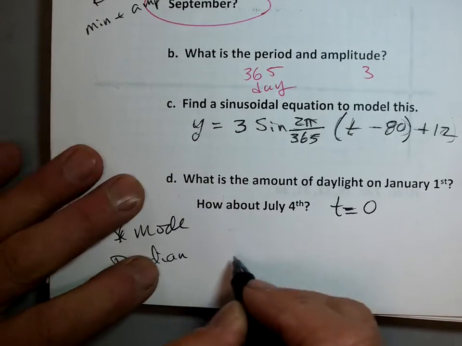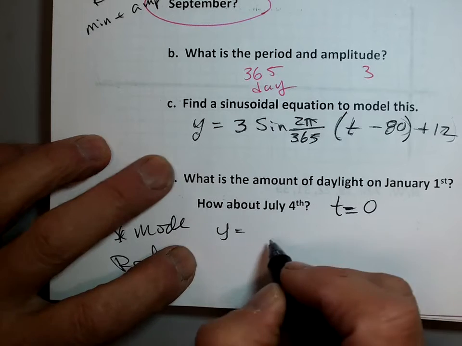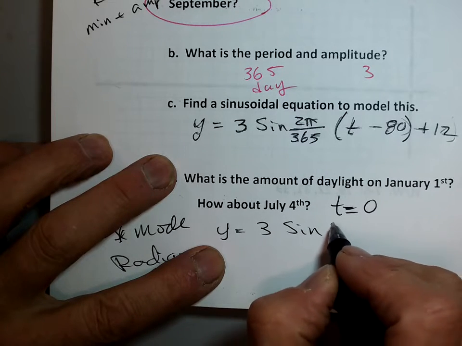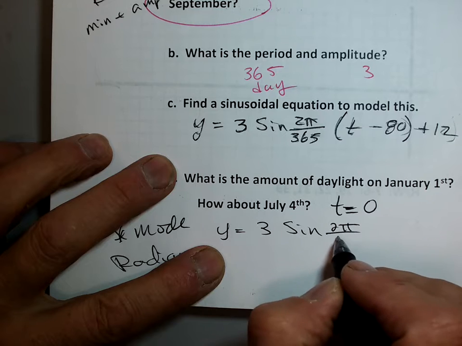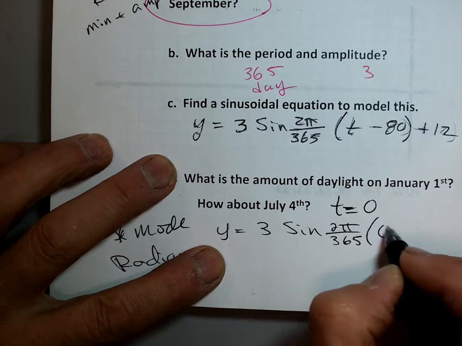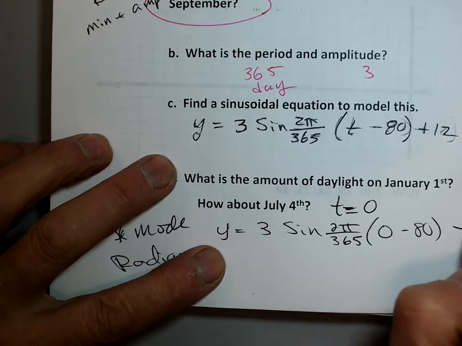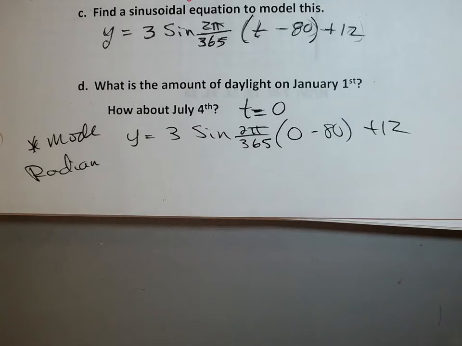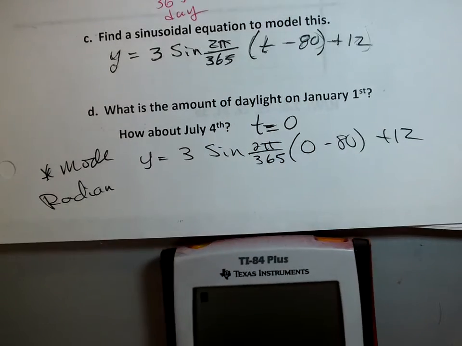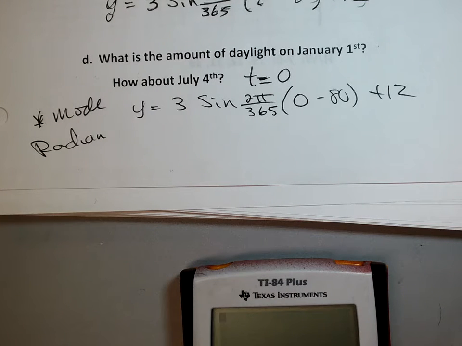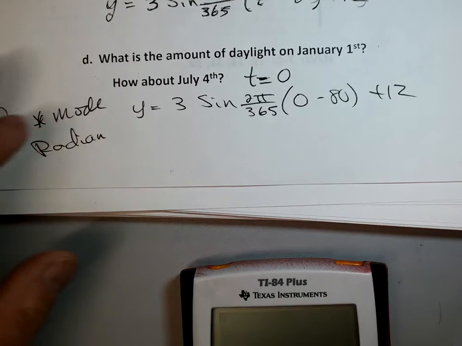And what I'm going to do is go y equals 3 sine of 2 pi over 365 times the 0 minus 80 plus 12. Okay, and I'm going to put that in my calculator. In fact, what's really easy is I'm going to actually graph it. If I graph this, it's going to make it even easier for me.